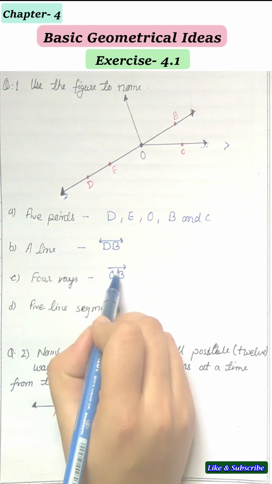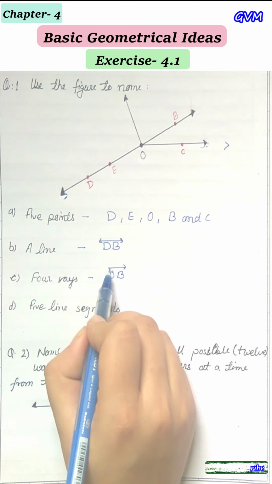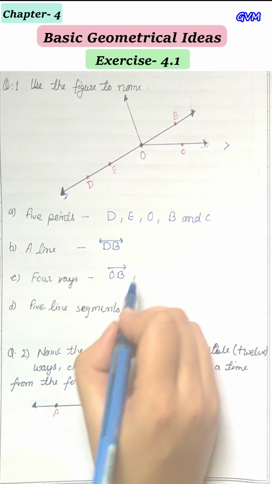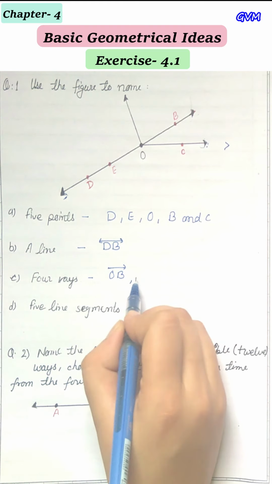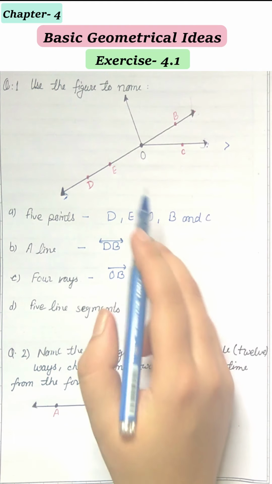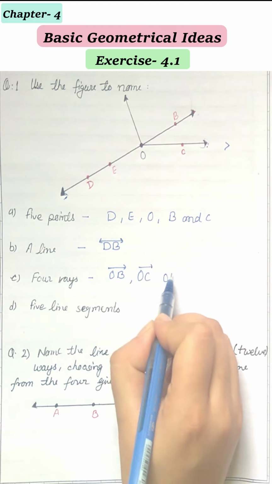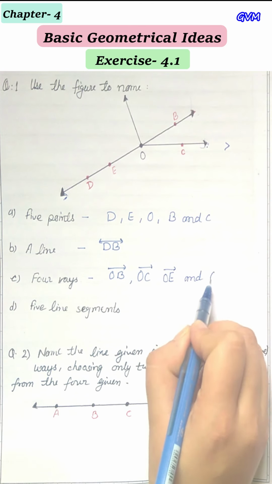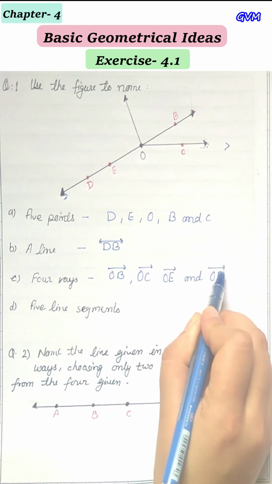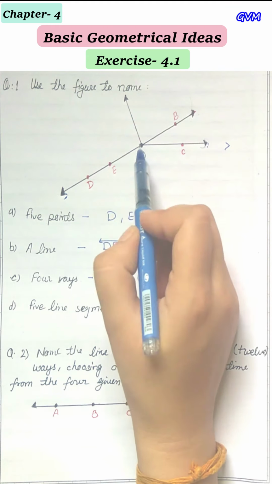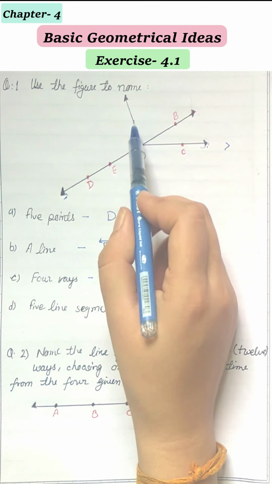Okay, so 4 rays we have: OB, and for a ray we have to put this symbol. One is with the point, another one is this endless symbol. So OB and OC, OE and OD. Okay, we are not considering this ray because it has no name.